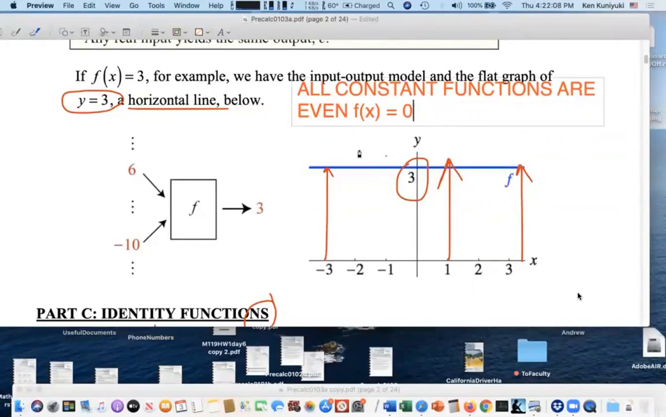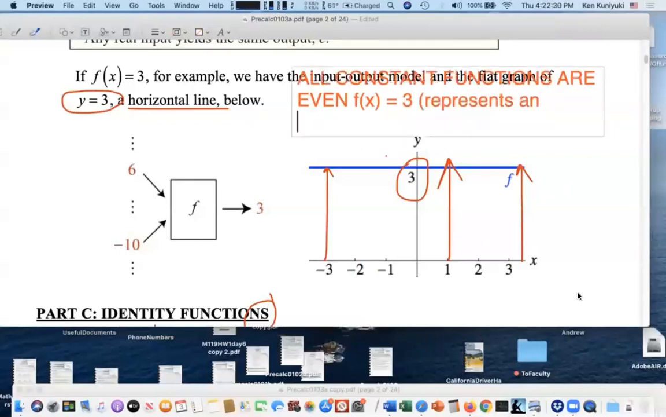That might sound strange because if I say f of x equals 3, you might be saying, wait a minute, isn't 3 an odd number? Yes, 3 is an odd integer, but we don't care. We don't distinguish between even and odd integers. 3 is a constant. All constant functions are even functions. This represents an even function. I don't care that 3 is an odd integer. All constant functions are even functions.